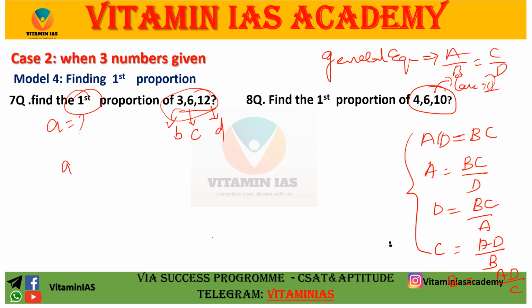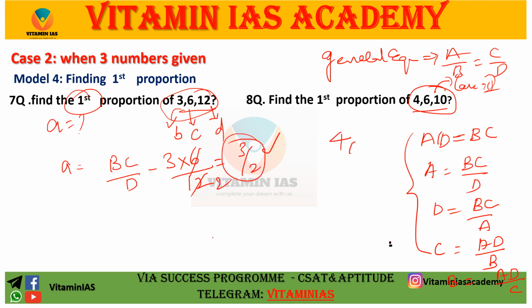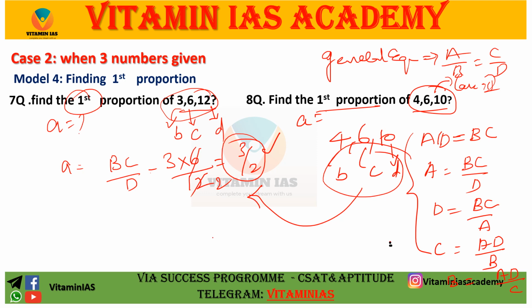So here A is equal to BC by D. B is 3, and C is 6 by D is 12. Here you will get 3 by 2 as the answer. Same like that, do for 4, 6, 10. Here you have to find the first proportion, A, then 4 becomes B, 6 becomes C, and 10 becomes D. Substitute these values in the formula and you will get the first proportion.